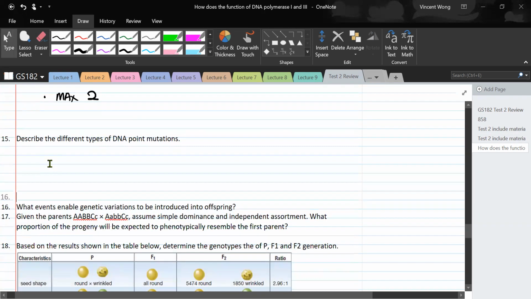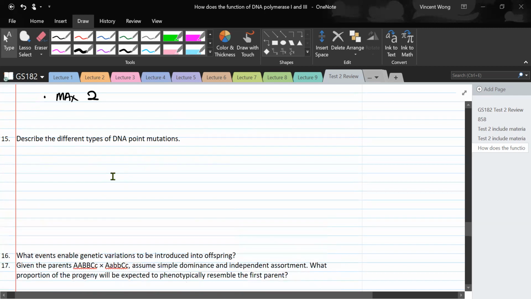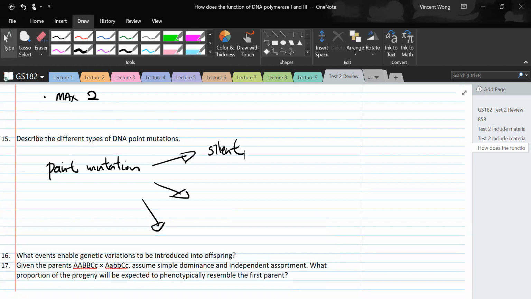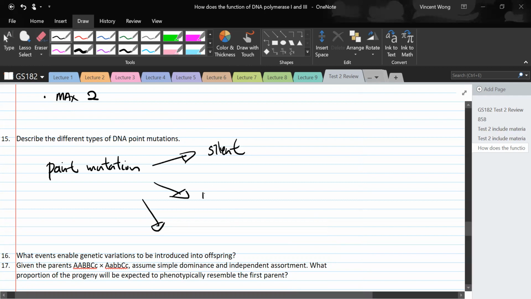Next one. Describe the different types of DNA point mutation. So we did quite a bit of that, right? We have point mutation, which means you change a single nucleotide. That can lead to things like silent, right? Like no change in the nucleotide. It could be missense. Or it could be nonsense.